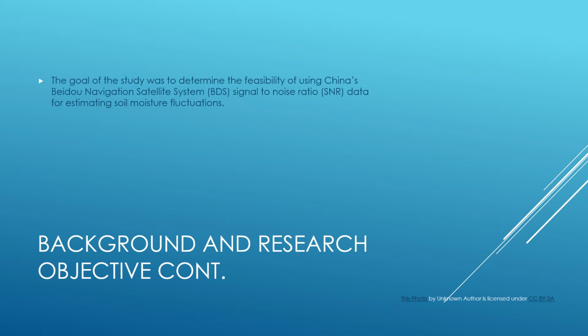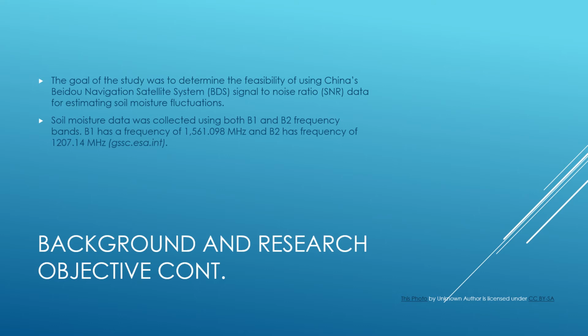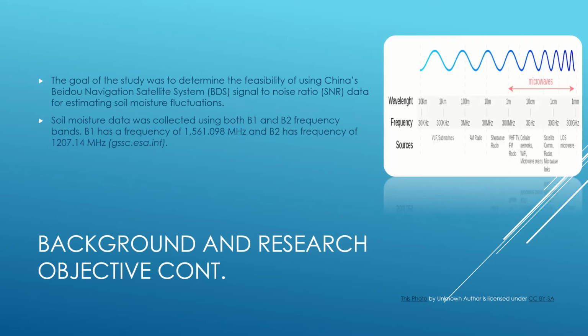So the goal of the study was to determine the feasibility of using China's Beidou navigation satellite system signal-to-noise ratio for estimating soil moisture fluctuations. The soil moisture data was collected using both the B1 and B2 frequency bands. B1 has a frequency of around 1500 megahertz, and B2 has a frequency of around 1200 megahertz. And here's a graphic showing where microwaves fall on the electromagnetic spectrum, wavelength, frequency, and also their remote sensing applications.